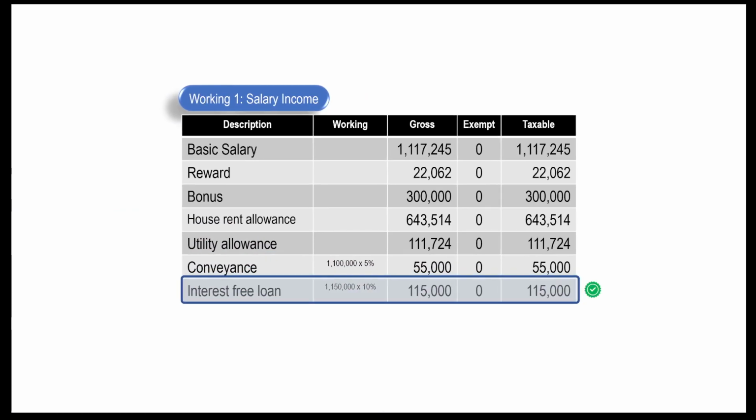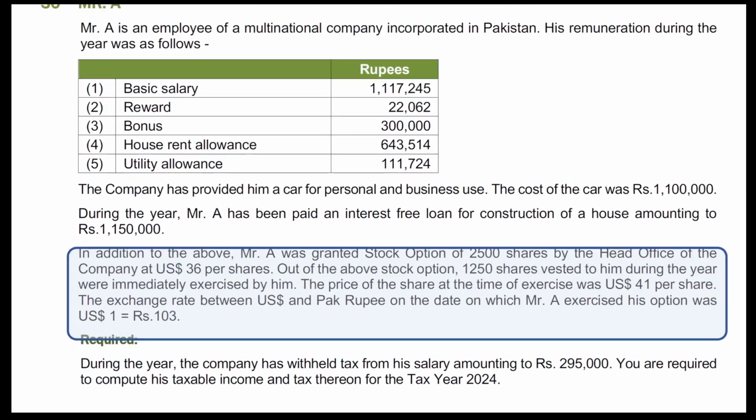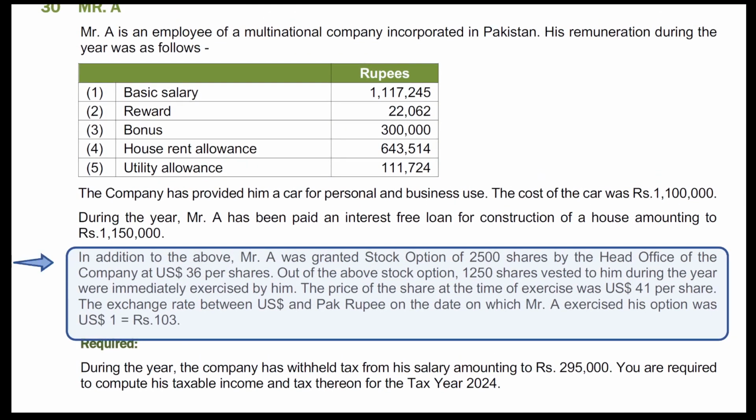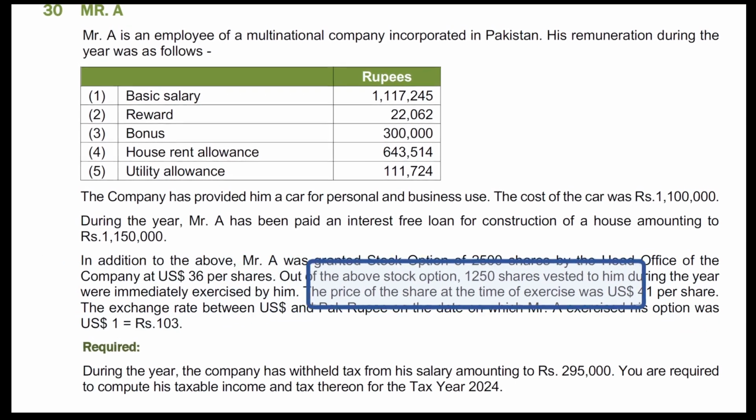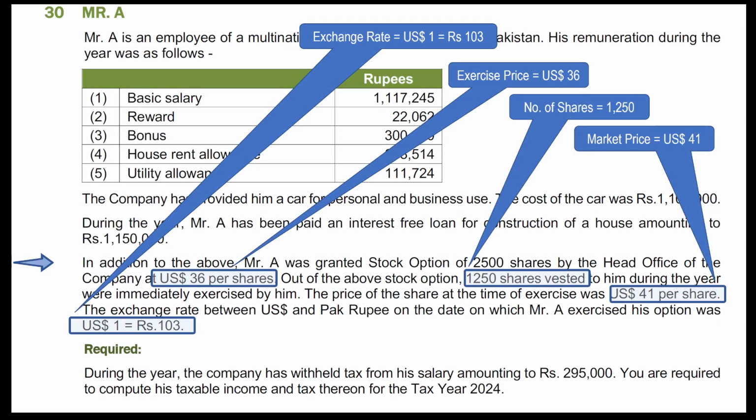Next perquisite mentioned in question is employee share option. There are 4 important values you need to note. Exchange rate, exercise price, number of shares and market price. Recall the relevant slide of notes.